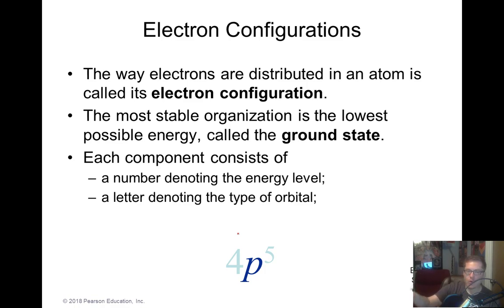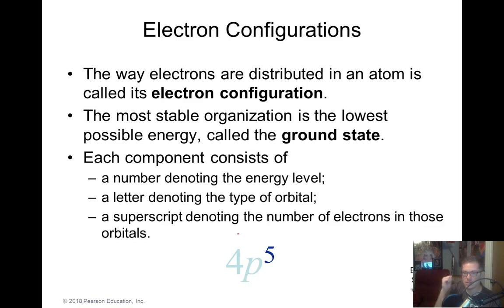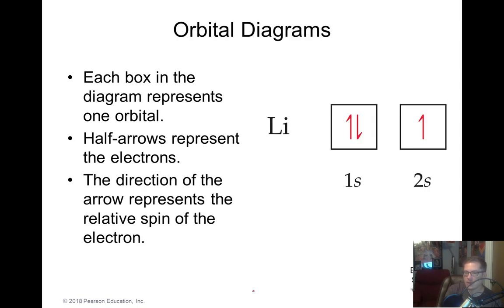So 4p, we're on the p orbital of the 4th energy level, and then the last number tells us the number of electrons in that orbital. So specifically this element, whatever it is we're talking about, has 5 electrons in the 4p subshell. Remember, p can have 3 different orientations, so that means they can have a total of 6 electrons, because each orientation holds 2 electrons, one for a positive 1/2 spin and one for a negative 1/2 spin, positive and negative.